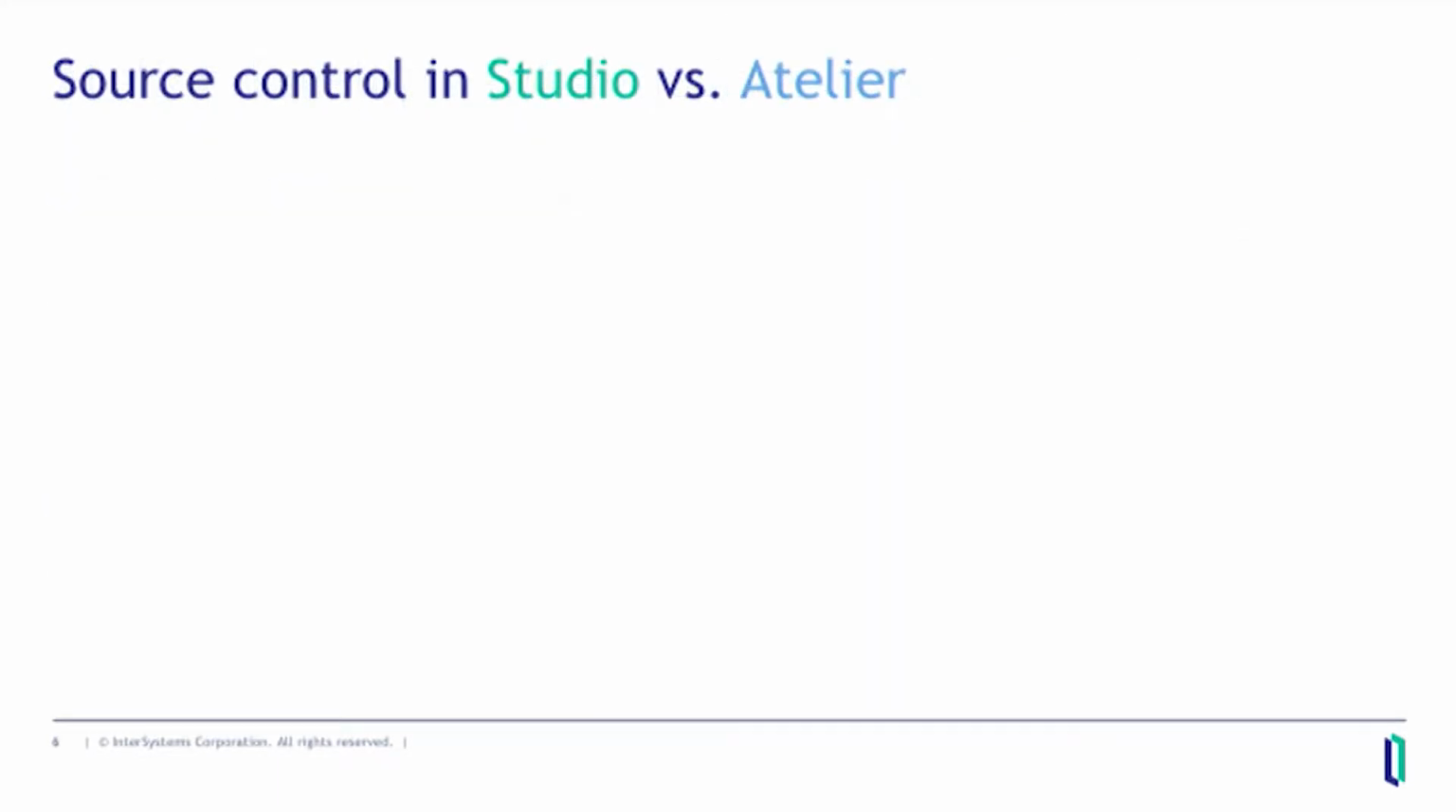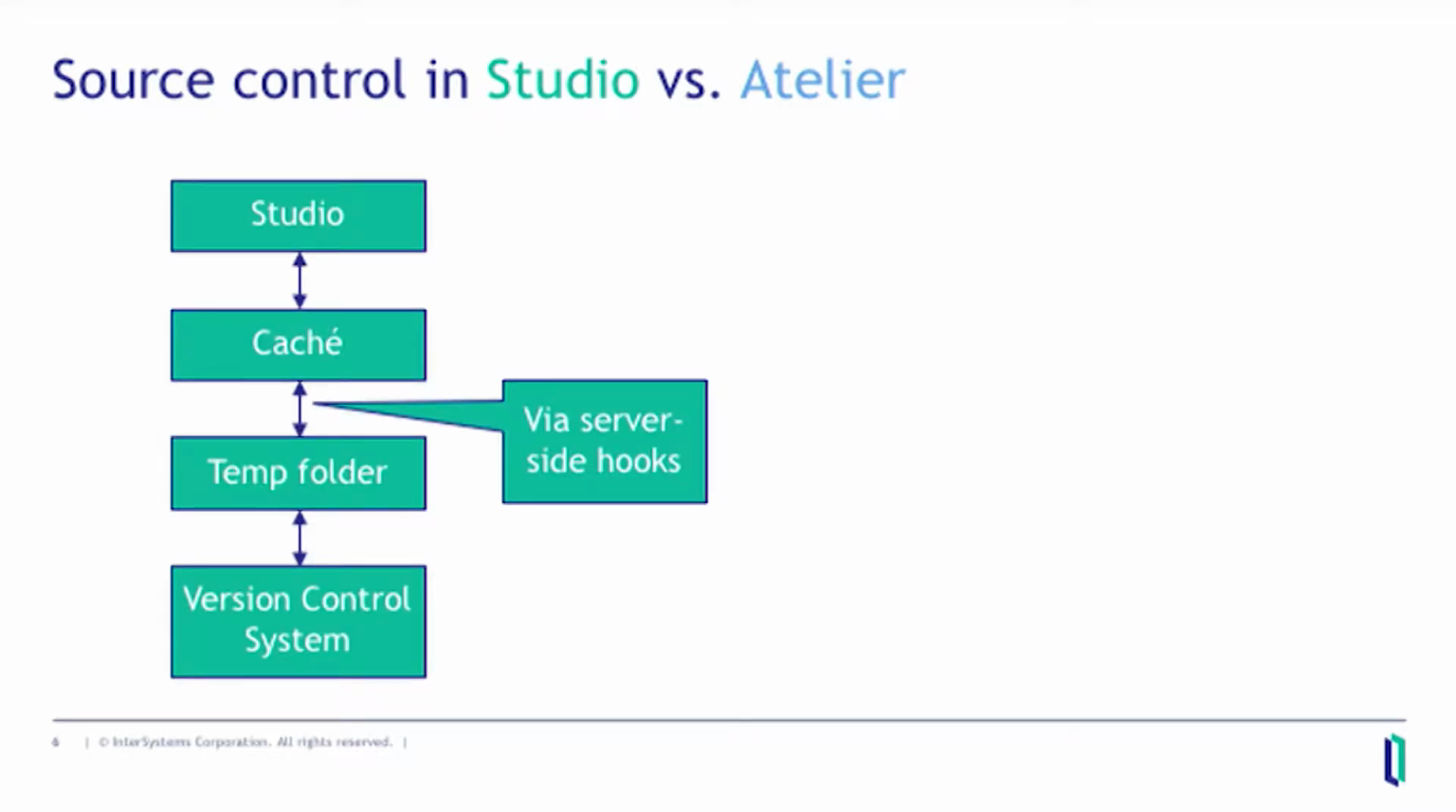For those of you who used source control in Studio, I want to go over just the general way that that worked and how that differs from using a source control system with Atelier now. In order to connect a version control system to your environment when you were using Studio, you had to write your own custom server-side source code hooks. They could be a pain. I mean, it's a lot of work up front.